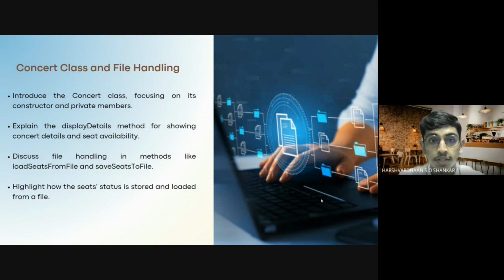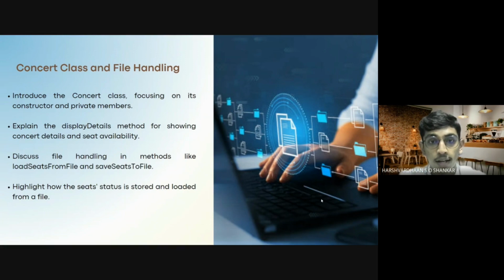For the second part, which is the explanation of the display details method, the display details method within the concert class provides a comprehensive view of the concert's details and seat availability. By reading seat statuses from a file named seats.txt, it presents both the concert's basic information such as name, date, and venue, and a visual representation of the seat availability. This method enhances user experience by offering vital information for concert selection and booking, allowing users to make informed decisions based on seat availability.